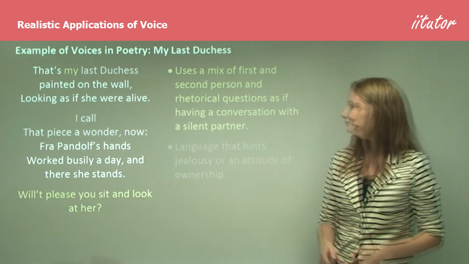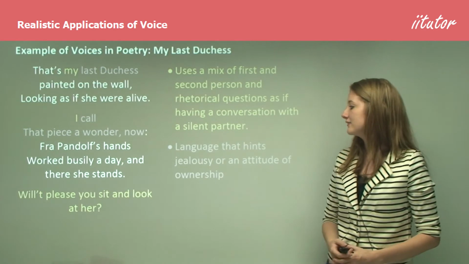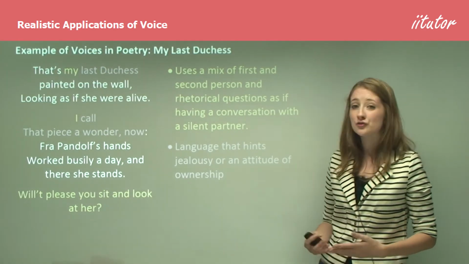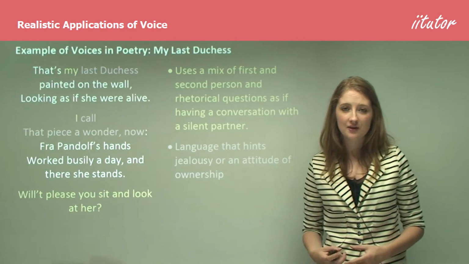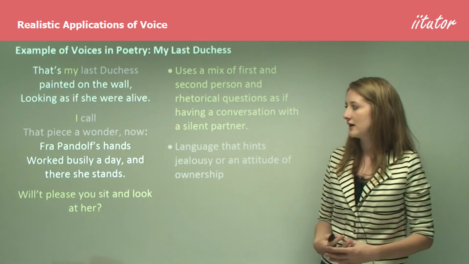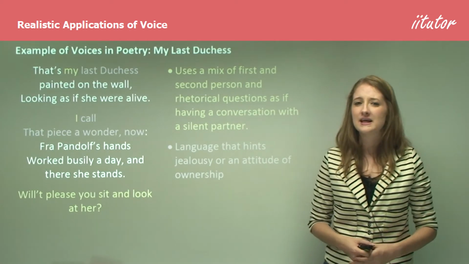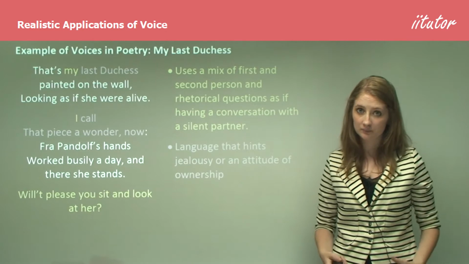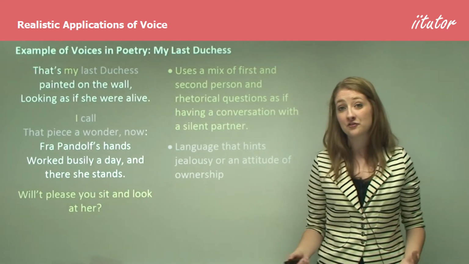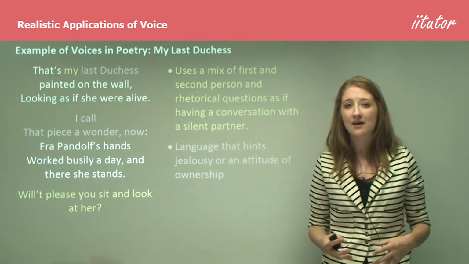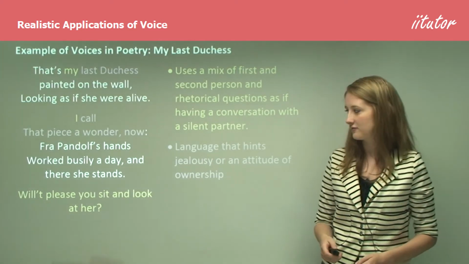in his home. Highlighted next is the fact that language perhaps hints his sense of jealousy and an attitude of ownership towards the Duchess. So the voice, "my last Duchess," and "I call that piece a wonder now," really suggests that he owns this woman as a possession. So obviously that's suggestive of his perhaps patriarchal voice and the connotations that has for his 1800s context.